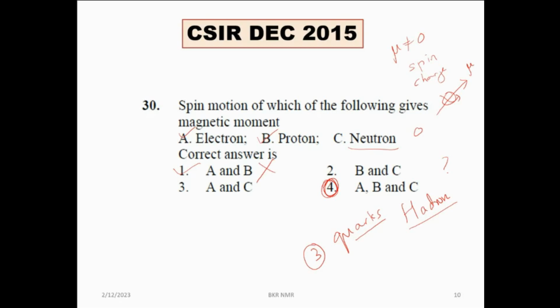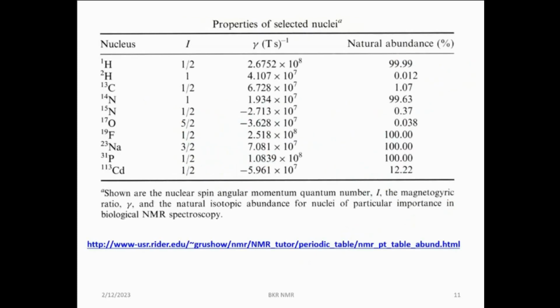But neutron is composed of 3 elementary particles known as quarks. These quarks have magnetic moment. Generally neutron has a negative magnetic moment. So neutron generates a magnetic moment because of these 3 elementary particles. So the answer is A, B, C. Okay, so remember this.